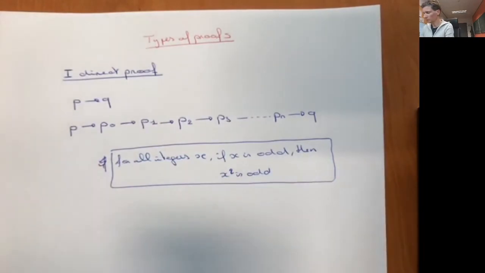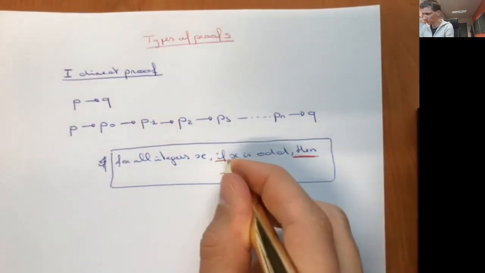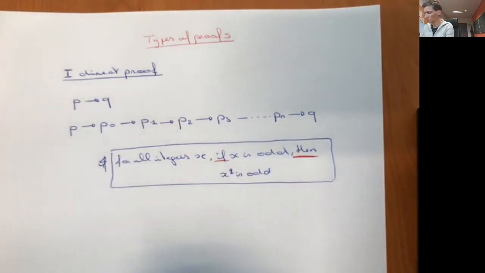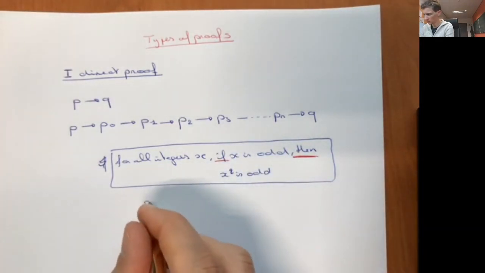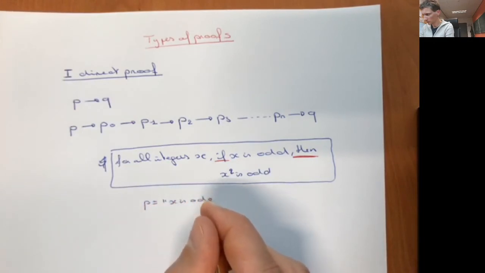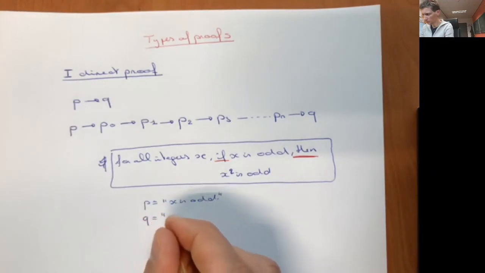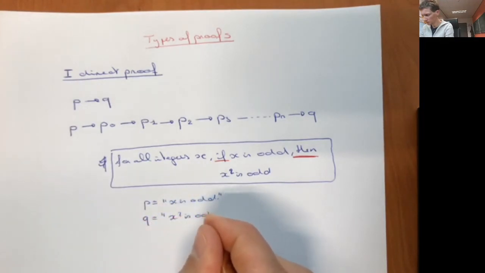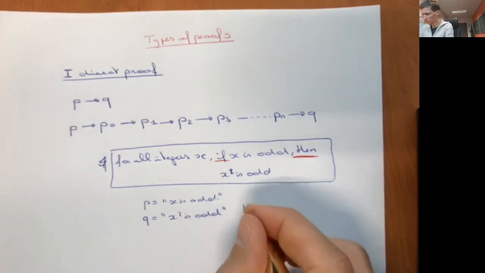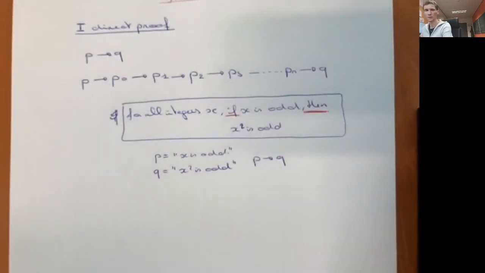And here you see you have the application, right? If then, this means that you have a formula P that says that x is odd, and you have a formula Q that says that x squared is odd, and you have to show that P implies Q. Okay, so that's the thing they want us to prove.